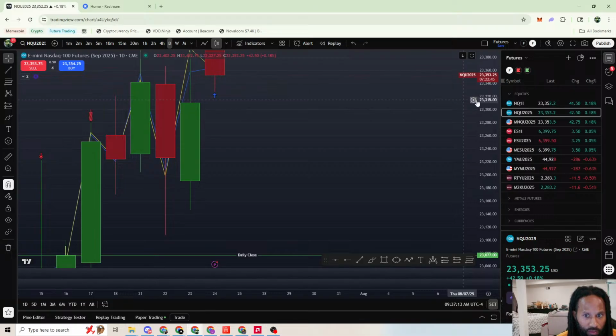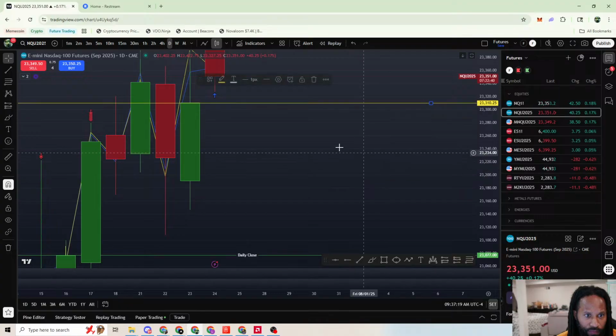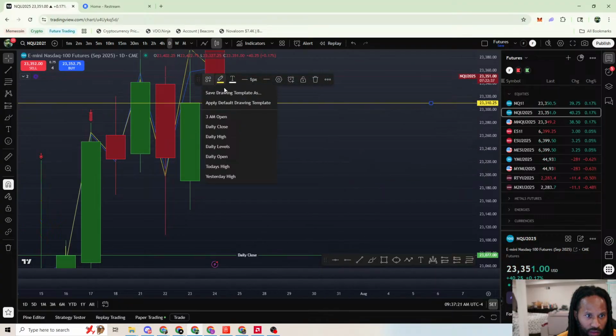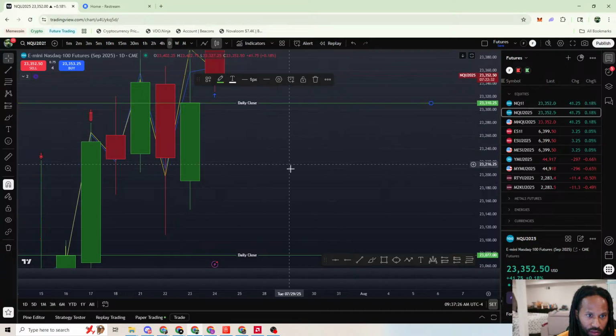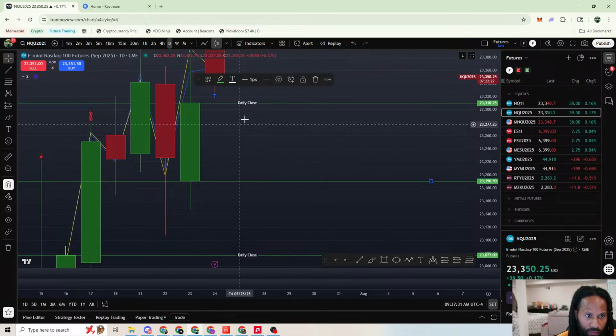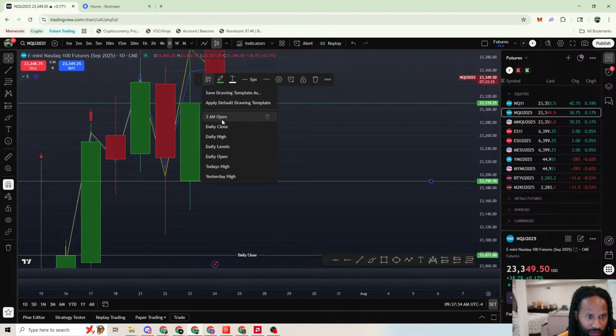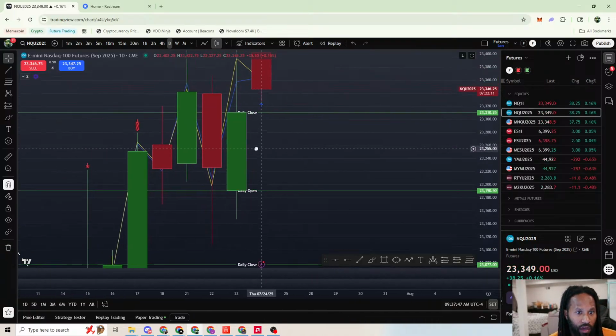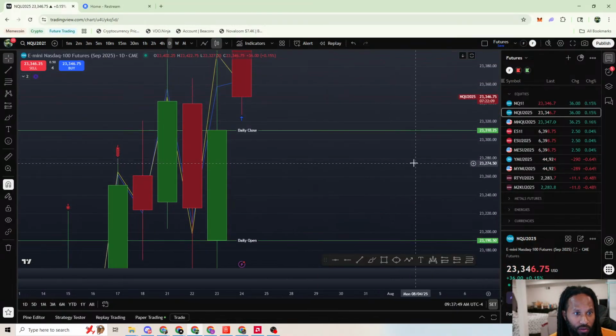But what we're going to do is mark these levels off right here. These are our daily close, and then this is going to be our daily open. So what I like to do is plot these levels out, because these are actual areas of resistance. These are areas that the market will go down to most of the time and then bounce off of. So I like to just have those in mind. Daily open.